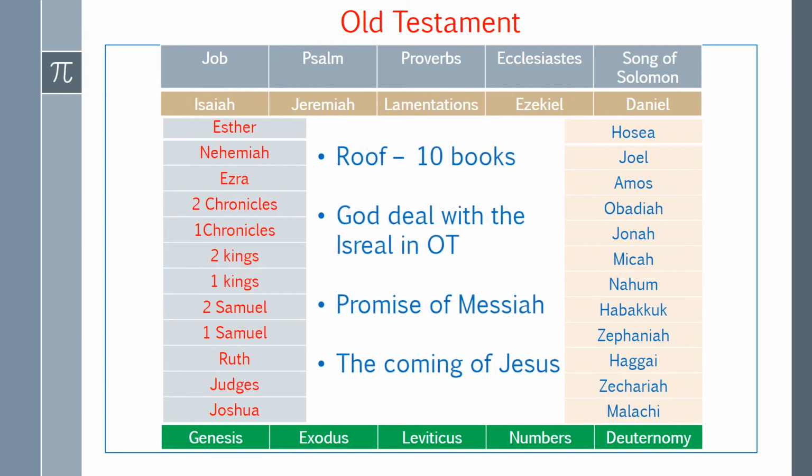With the last 10 books, it completes the roof of our 5-room flat. So now our 5-room flat has a foundation, a left column, the history of Israel, the right column, the 12 minor prophets, and the roof with Isaiah, Jeremiah, Lamentations, Ezekiel, Daniel, and then the 5 books of poetry. Well, God dealt with Israel in the Old Testament, but throughout the Old Testament, you also find that God promised a Messiah, the coming of Jesus, and that's how it leads into the New Testament.